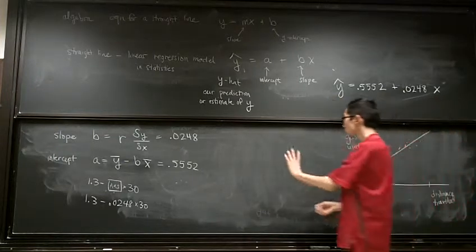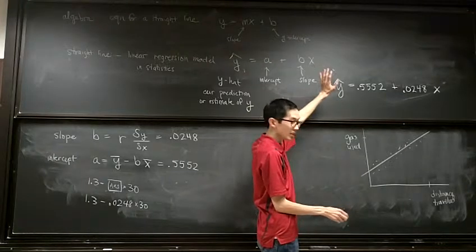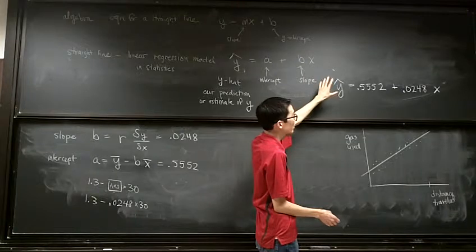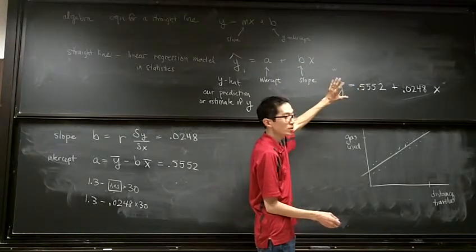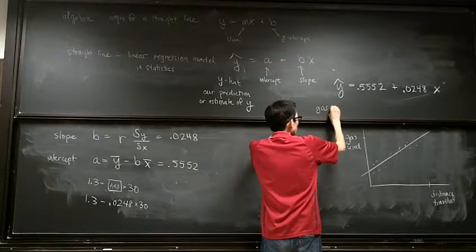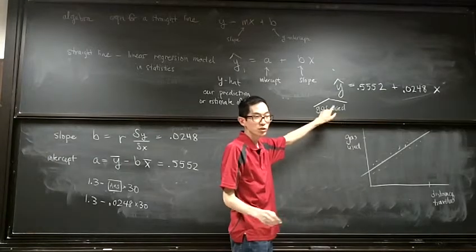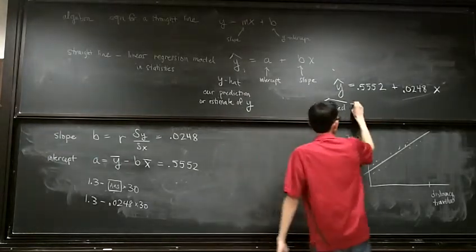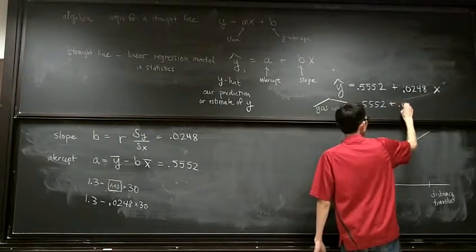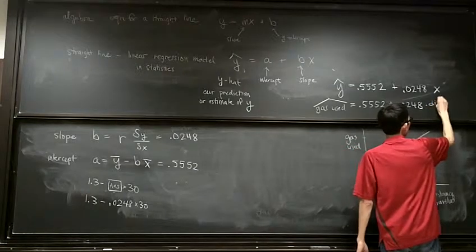Okay? So another way I could write this, okay? I don't want you guys to get confused or lost here, so pay attention. All I'm going to do is say, instead of using x and y, I'm going to write down what they represent. So this is going to be gas used, and it's a prediction for how much gas I've used, so I'm putting a hat over it, is equal to 0.5552 plus 0.0248, and this is distance traveled.